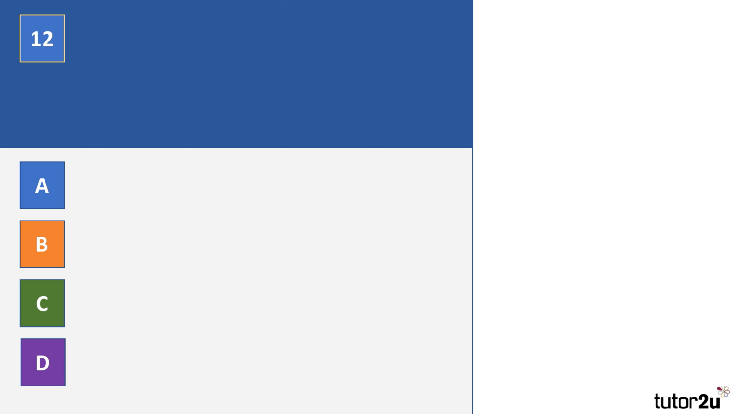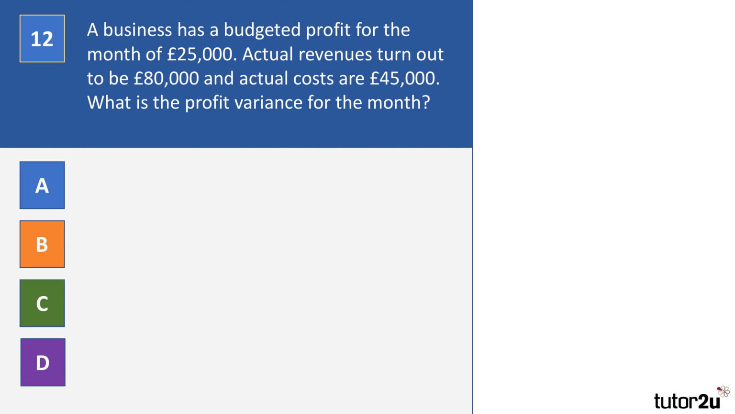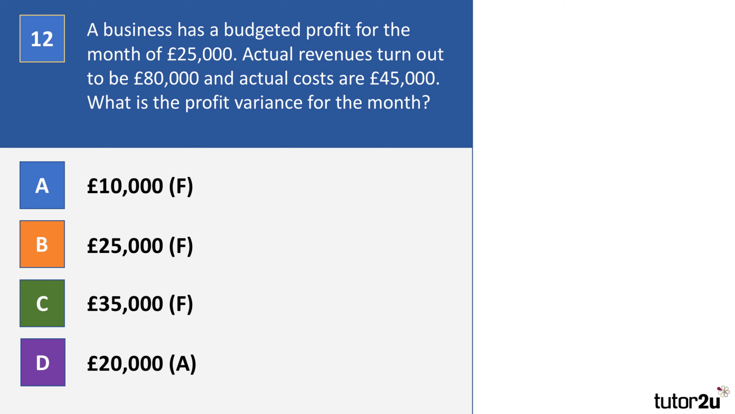Question 12 now. Have a go at this one. A business has a budgeted profit for the month of £25,000. Actual revenues turn out to be £80,000 and actual costs £45,000. What is the profit variance for the month? A variance analysis question. So here are your 4 choices. Pause the video and have a go.